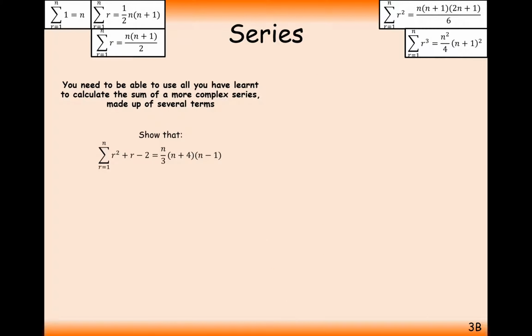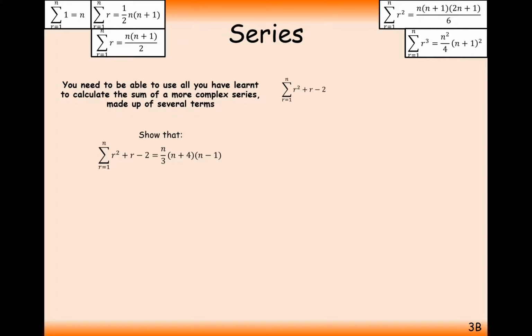Alright, so a little bit more of a challenging one here then. So show that the summation from 1 up to n of r squared plus r minus 2 is equal to n over 3, n plus 4, n minus 1. So this is effectively substituting in 1 into this expression, find the answer. Substitute 2 into this expression, find the answer and add it on. Substituting 3 into this expression here, so you'll need to square it and then add it on to itself and take away 2. Keep on doing that up and up and up until n, and you'll get this formula here.